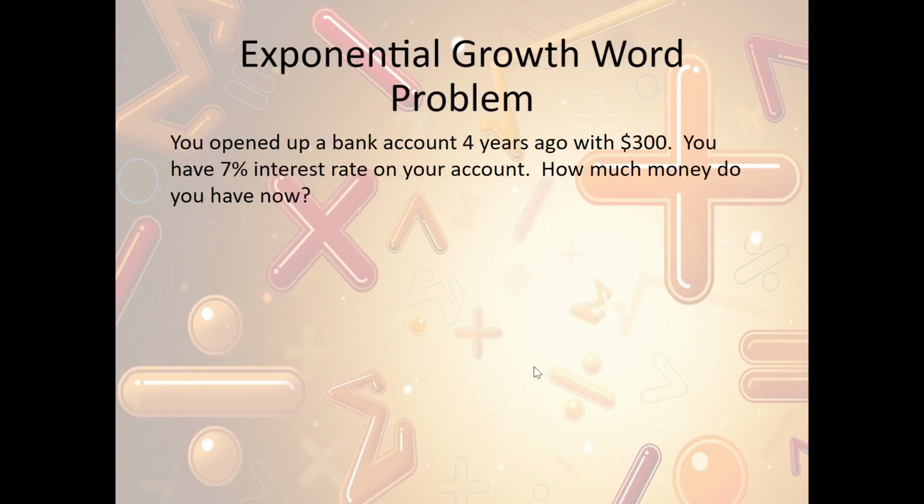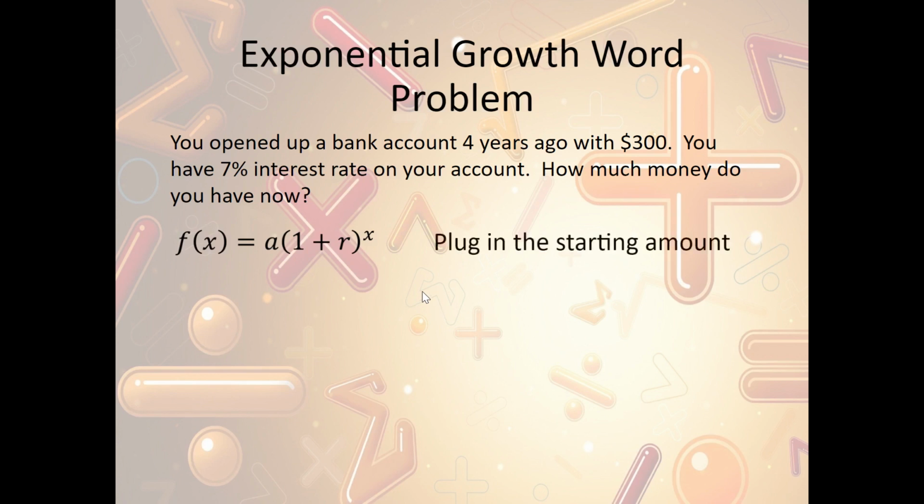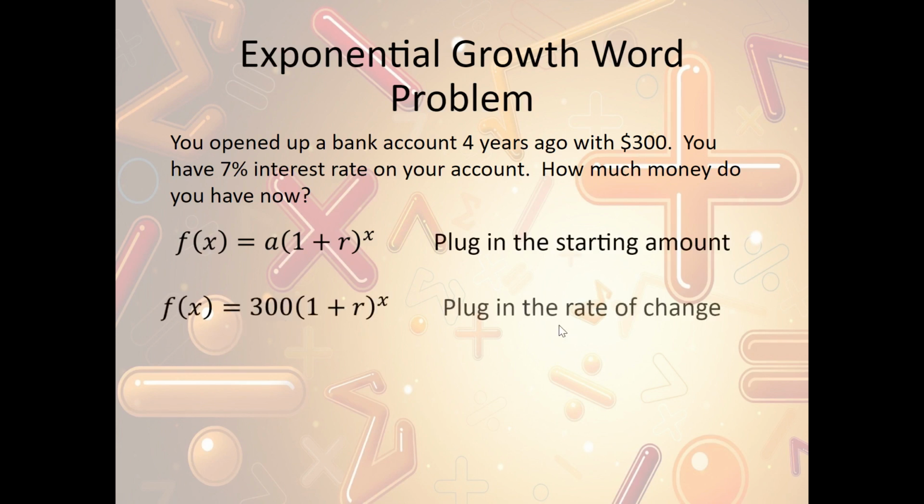Let's look at another example. So it says we opened up a bank account 4 years ago with $300. You have a 7% interest rate on your account. How much money do you have now? So again, we're going to start with our exponential growth formula. So we're going to plug in the starting amount. Our starting amount was $300. So we plug that in for A. Then we're going to plug in our rate of change for R. It says we're going up by 7%.